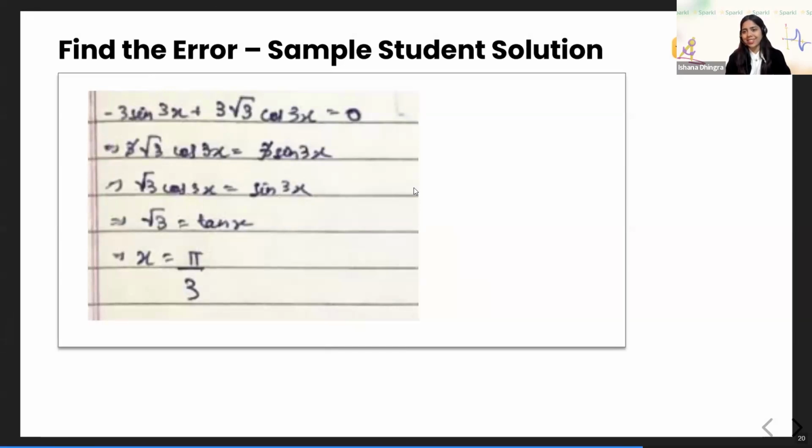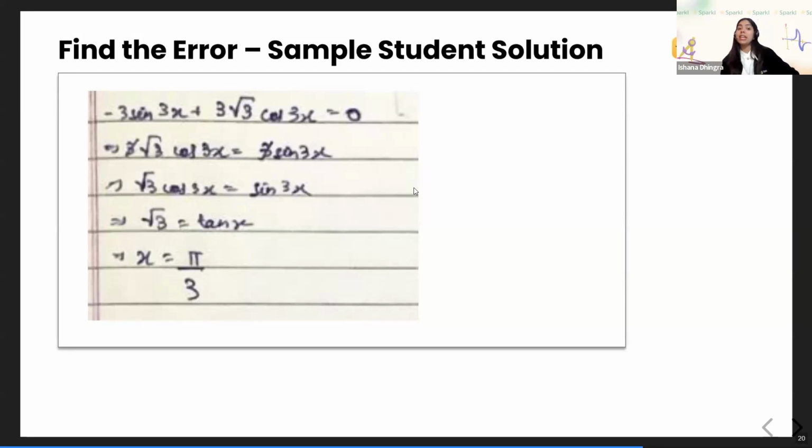Yes, Shrikant. In the second step, the negative sign isn't accounted for. That negative 3 sine 3x became positive 3 sine 3x. Oh, okay. No, I didn't read it. No worries. Yes. Anyone else? Yes, Anaya. When you divide sine 3x by cos 3x, shouldn't that be tan 3x? Exactly. Sine 3x by cos 3x gives you tan 3x and not tan x. So the student's answer is wrong. Yes, the answer becomes wrong.